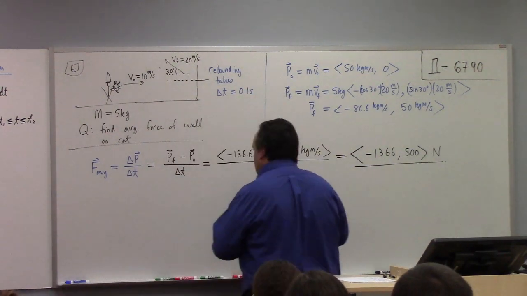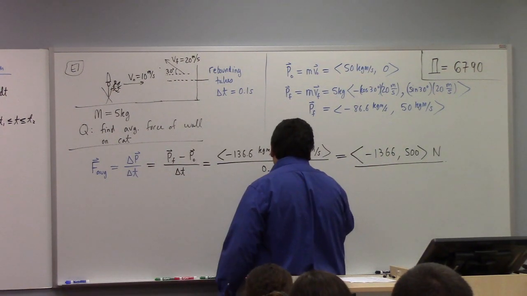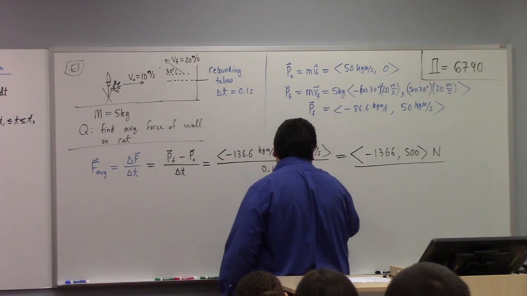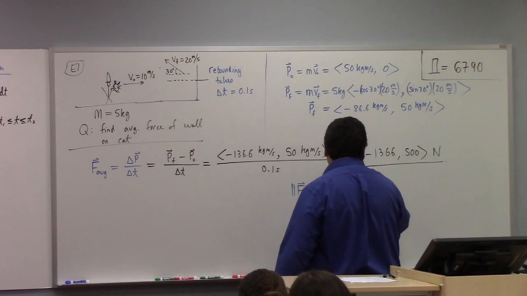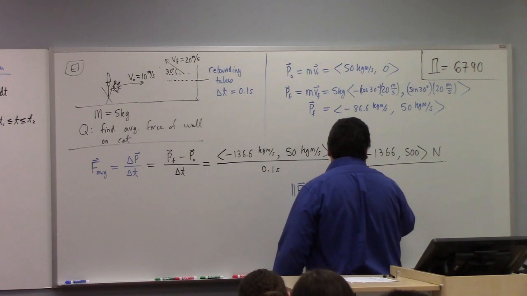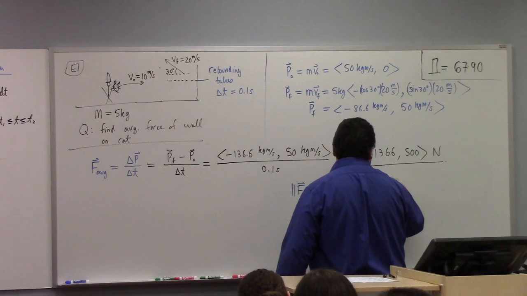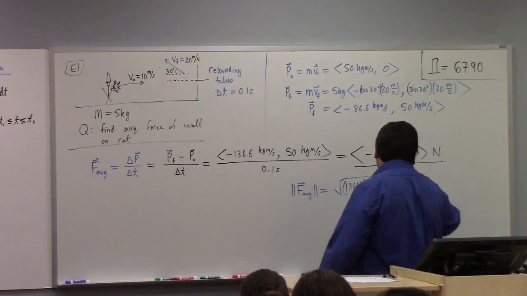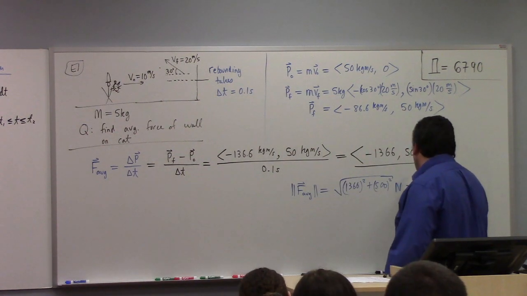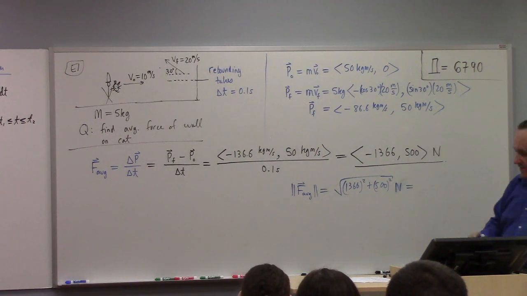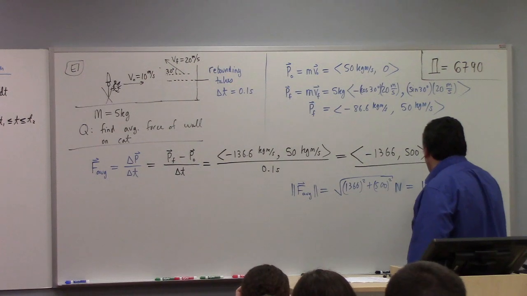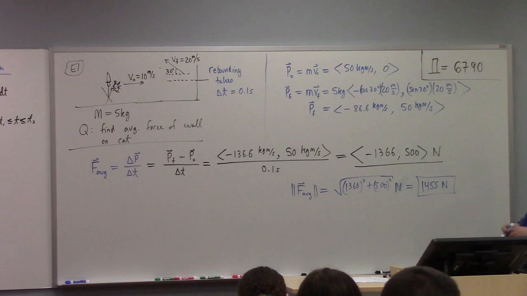So the magnitude of the average force is what? The square root of 1366 squared plus 500 squared, and that has units of newtons. When you crunch the numbers, that works out to 1455 newtons. So there's your magnitude of the average force. What's the standard angle?